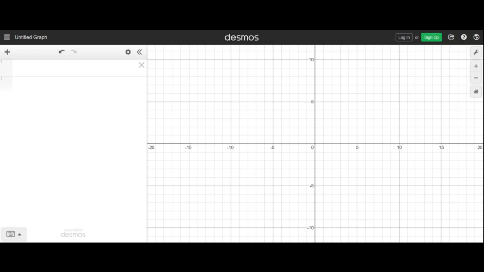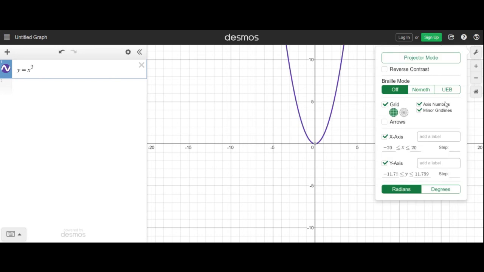Well, we love our TI-83 and 84 graphing calculators. We love them. Desmos is also another piece of technology that you can use to help you. So I'm in Desmos, and if I type an equation, y equals x squared, it graphs y equals x squared, and I can zoom out and zoom in, and there's a wrench up here where it has graph settings.